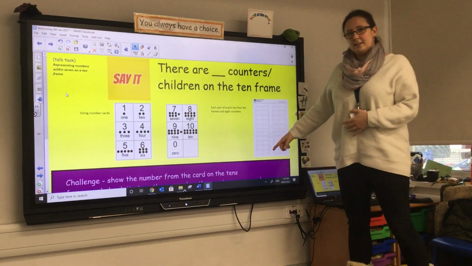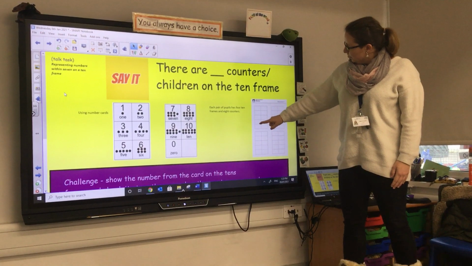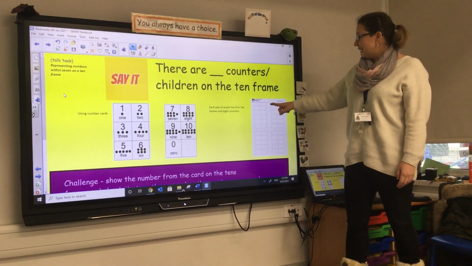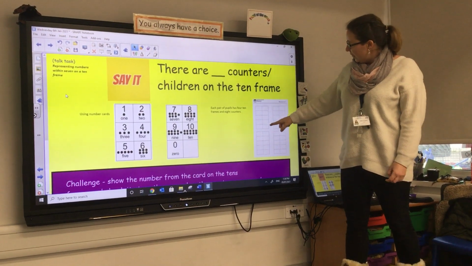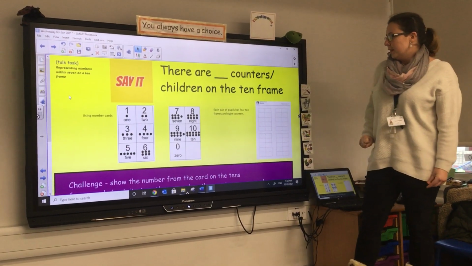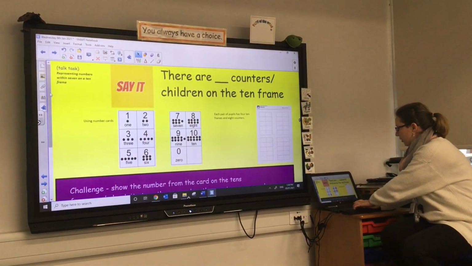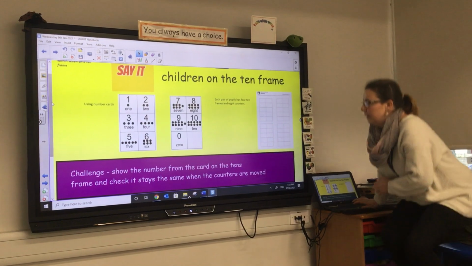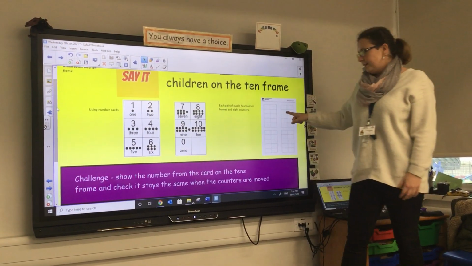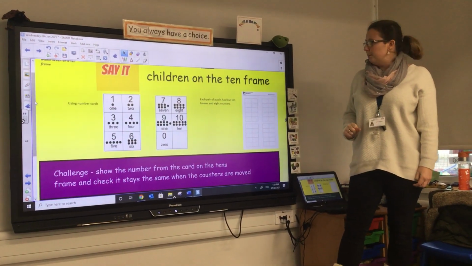Now, let's have a look at this. This is similar to yesterday's maths. So who can remember what this is called? There's some boxes. Well, there's 10 of them, so it's a 10 frame. So here are 4 10 frames, just like you had yesterday. Now, let's have a look at what we've got to do. Here's our challenge at the bottom. It says we have to show the number from the card on the tens frame and check if it stays the same when the counters are moved.